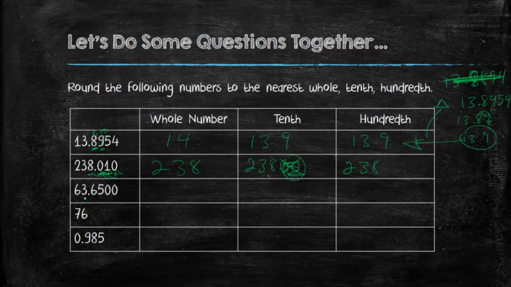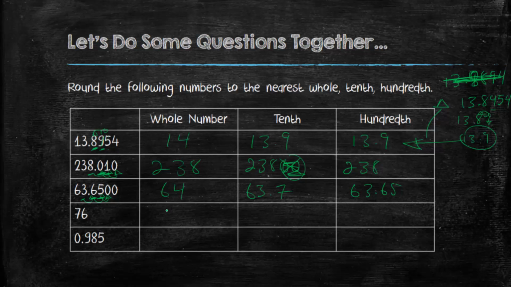Let's look at this. 63.6500, whole number, is a 3. We look at the 6, which is right next to it. 6 is over 5, so it rounds up, so this becomes 64. If we were to round to the nearest tenths, 6 is the tenth, so we look at the number next to it, which is a 5. The 5 rounds up, so it becomes 63.7, right? We round up the 6 to a 7. And if we're doing the nearest hundredths, the hundredth is the 5. The number next to it is a 0, so we round down. So it's 63.65. Cool.